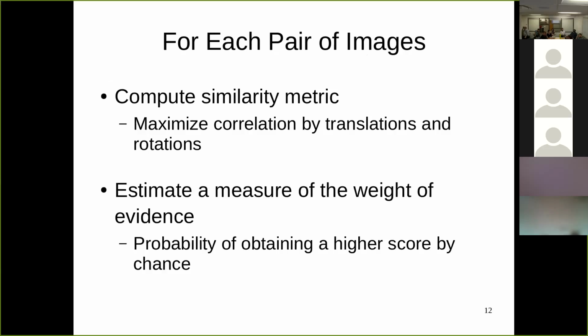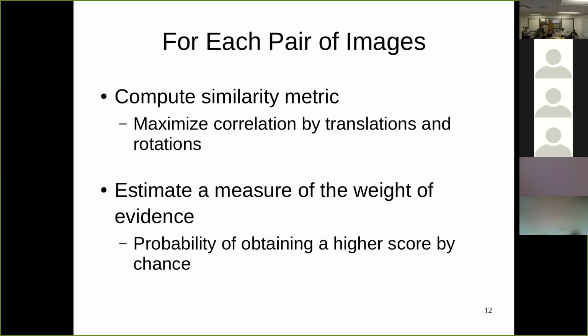Then for each pair of images, we answer the 2 questions that I posed earlier. The first was, we want to know how similar a new image is to the images in the database. For this, we compute a similarity metric, and the similarity metric we're using is a correlation after aligning the images. And then we estimate a measure of the weight of evidence, which was to answer my second question. So we compute a probability of obtaining a higher score by chance. Again, I'm not going to be focusing on this second bullet point. I'm just putting it out there.